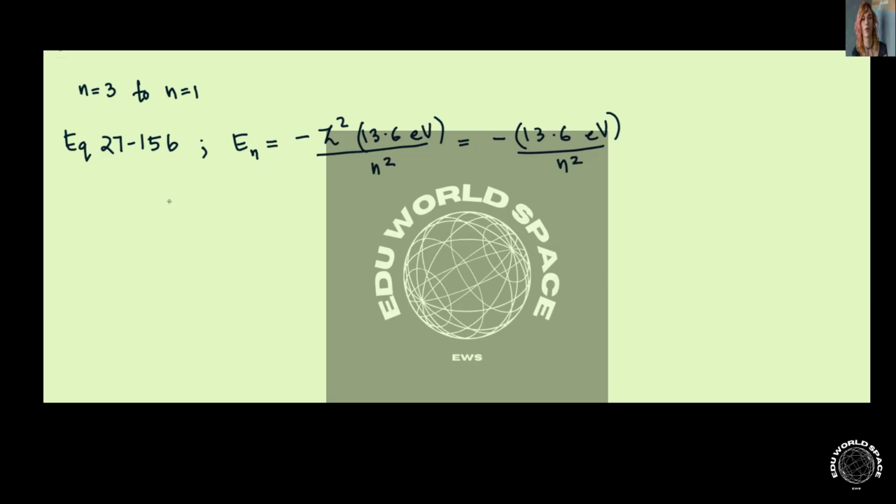So the energy required for the transition from n equals 3 to n equals 1, let's call this delta E, will be equal to E1 minus E3, and this will be equal to minus 13.6 electron volt over 1 square minus, minus 13.6 electron volt over 3 square.